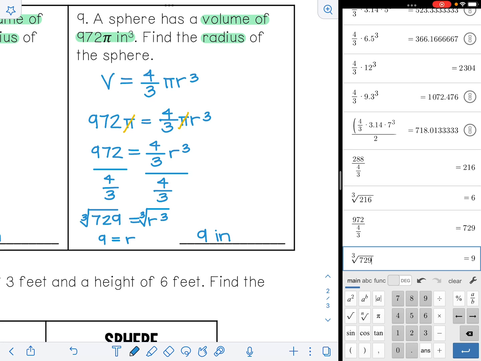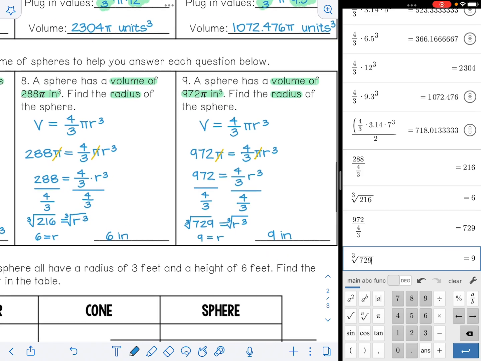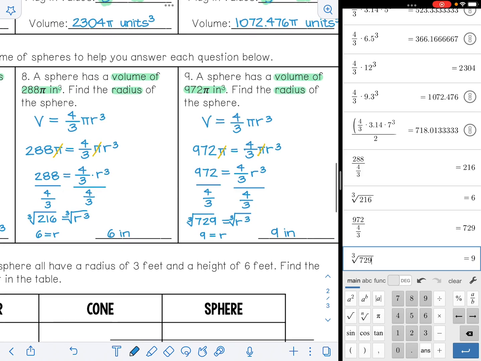Note, if your volume did not have the pi symbol hanging out and the pi was actually multiplied in, then you would use 3.14 and divide it to the other side. But because both of our given volumes in this scenario have the pi attached there in terms of pi, then we can just cancel it out with the pi symbol on the right-hand side like we did in these problems 8 and 9.